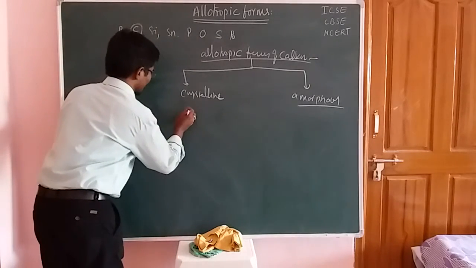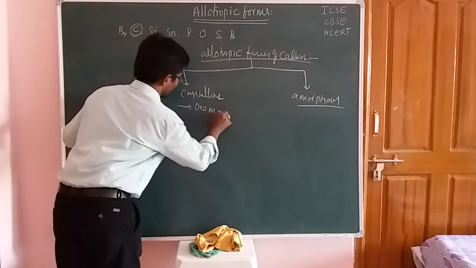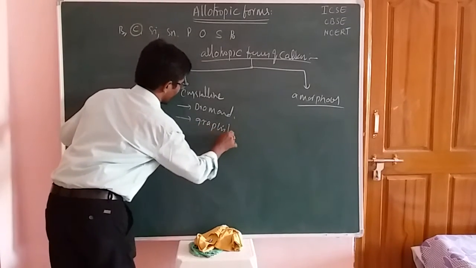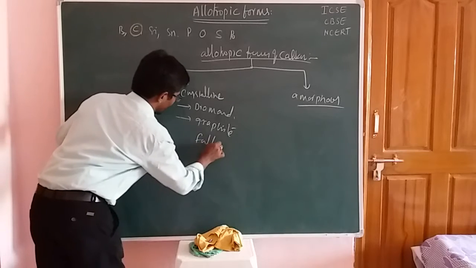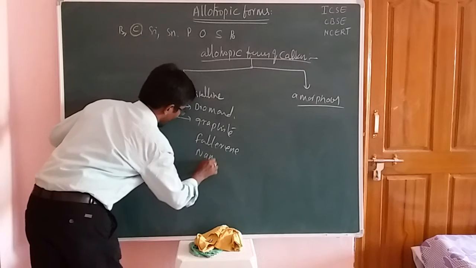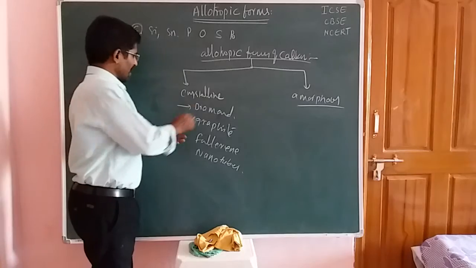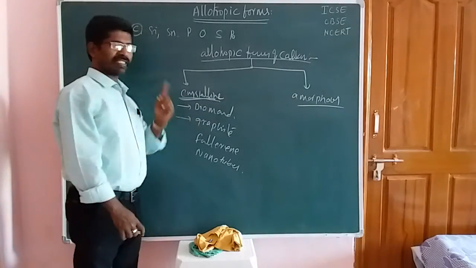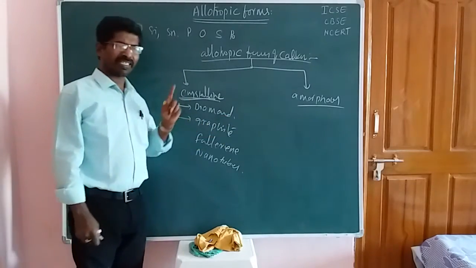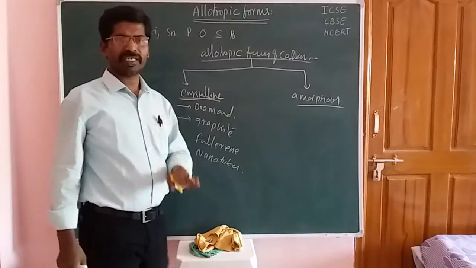In crystalline allotropy, the first example is diamond, one of the best known allotropic forms, and next is graphite, then fullerene, and next nanotubes. So in crystalline allotropy, diamond, graphite, fullerene, and nanotubes all come under crystalline allotropy.